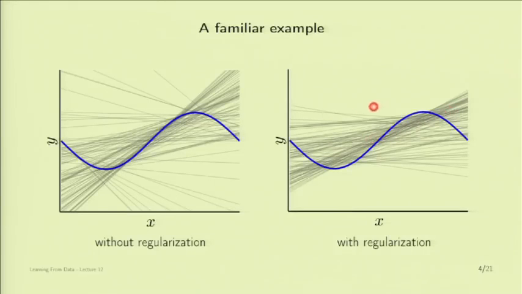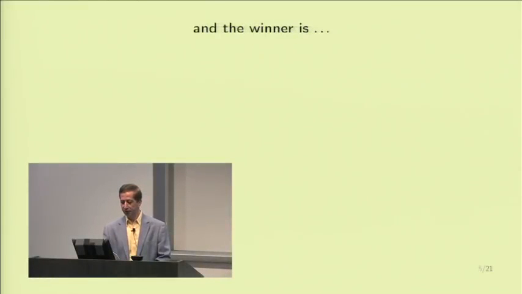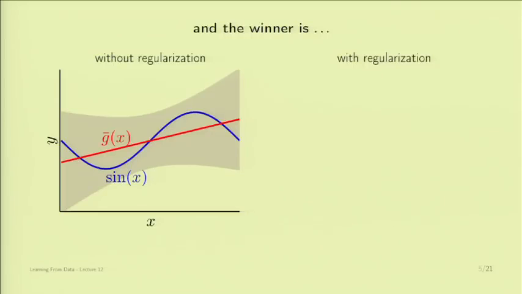Nonetheless, it looks like the gray variance here has been diminished, but we don't have to judge it visually. We can go to our standard quantities, the bias and variance, and do a complete analysis here and see which one wins. So let's see who the winner is. This is without regularization versus with regularization. We have seen without regularization before.